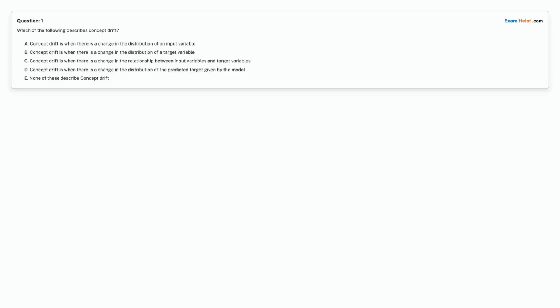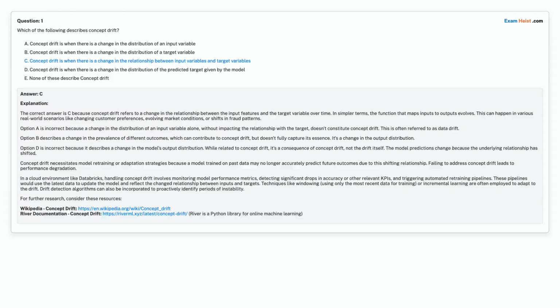Option D. Concept drift is when there is a change in the distribution of the predicted target given by a model. Option E. None of these describe concept drift. Choose the correct answer. Correct answer is Option C. Concept drift is when there is a change in the relationship between input variables and target variables.